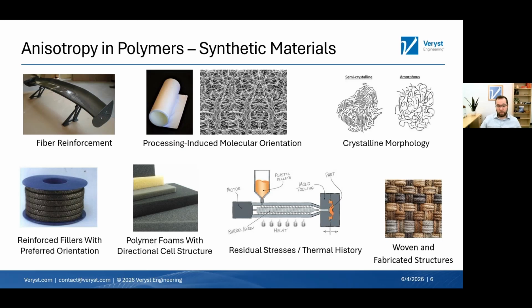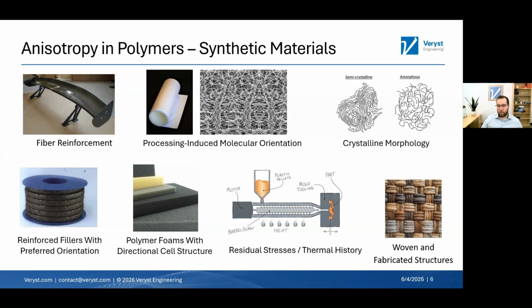In synthetic polymers, it's a bit more varied. For instance, fiber reinforcement is a large part of it, carbon fibers, for example, where the base resin is a polymer. We've got process-induced molecular orientation. A classic example of this is PTFE, Teflon, and expanded PTFE, where you have different mechanical properties depending on whether it's in the machine direction or cross-machine direction. And that basically changes the cross-fiber density.